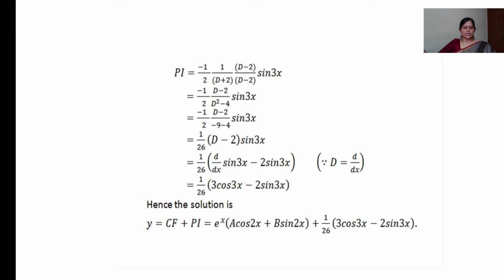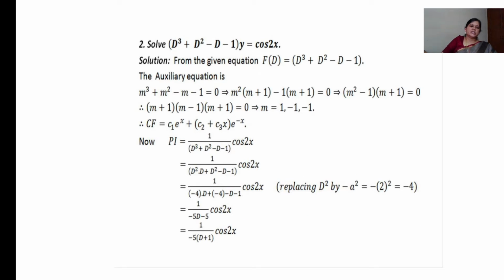Now the solution is y is equal to CF plus particular integral. We want to combine both the values. Therefore, y is equal to e to the power x into a cos 2x plus b sin 2x plus 1 by 26 into 3 cos 3x minus 2 sin 3x. This is our required solution for the given differential equation.